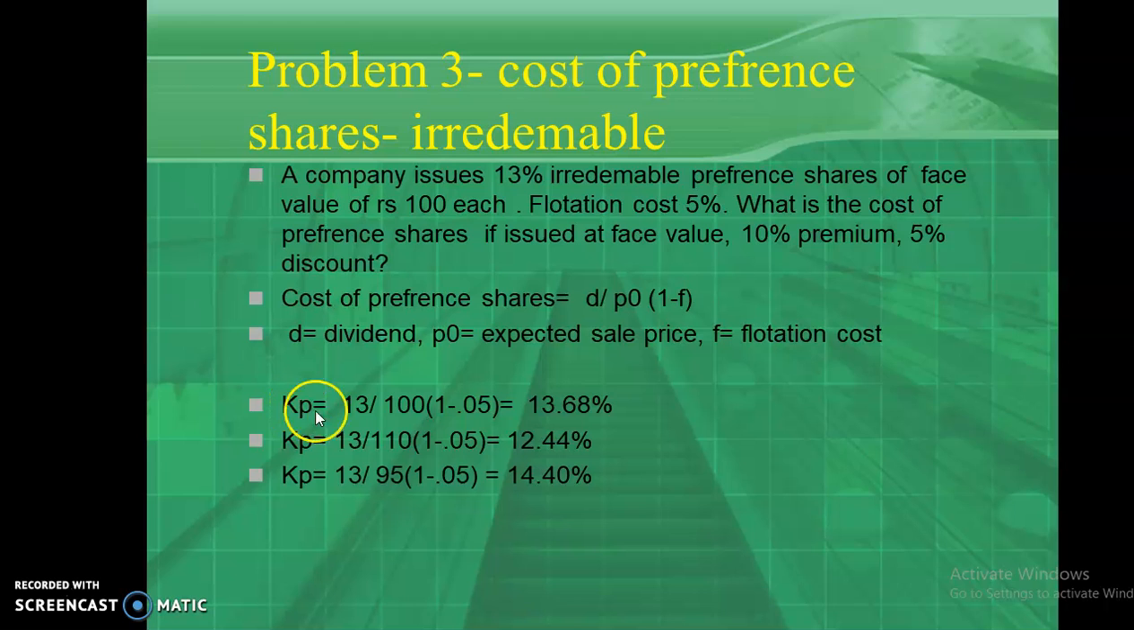So you get three answers here. The first one is when the company is issuing the preference shares at face value, 13.68% is the cost. When the company issues the preference shares at premium, the cost of preference shares is 12.44%. And third one, if they are issuing at discount, cost is 14.40%. So this is a very important question. Don't forget this formula, D divided by P0 into 1 minus F. This is applicable to the irredeemable preference shares.